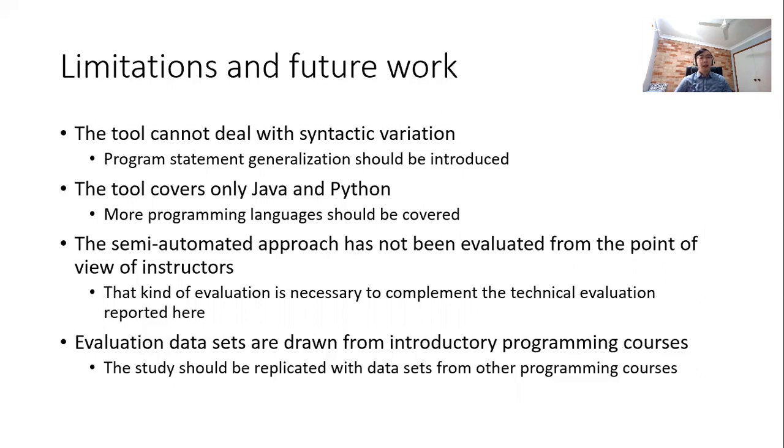Third, the semi-automated approach has not been evaluated from the point of view of instructors. This kind of evaluation is necessary to complement the technical evaluation reported here. And last, evaluation datasets are drawn from introductory programming courses. To ensure validity, the study should be replicated with datasets from other programming courses.